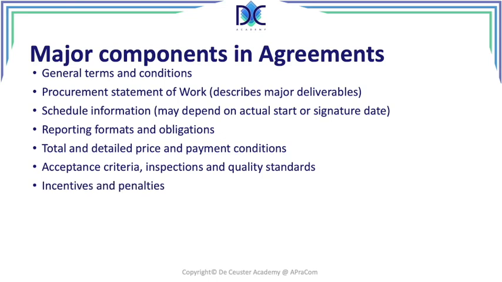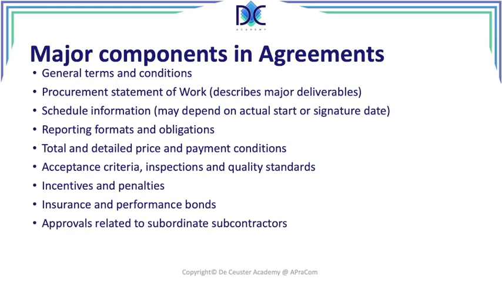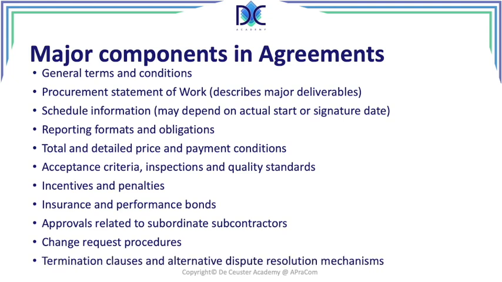We may have some incentives and penalties depending on the agreements. There may be insurance and performance bonds. What happens if something goes good or bad? Approvals related to subordinate subcontractors. Companies will have to present their subcontractors, and those subcontractors have to have the same quality assurances as the main supplier. Change request procedures, if necessary, can happen. If it's more complex, you can have those procedures included, and termination clauses and an alternative dispute resolution mechanism.